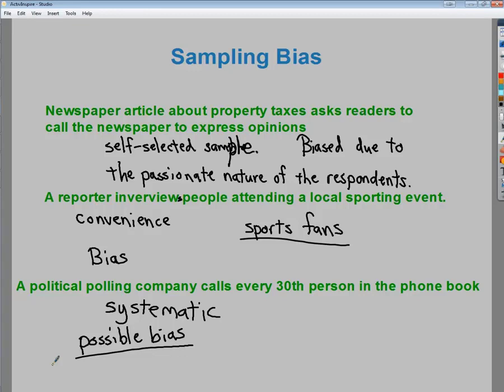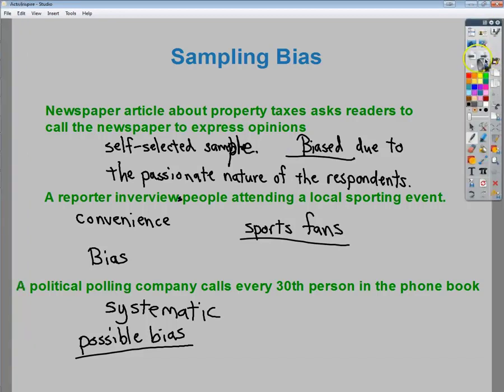The newspaper article is trying to create a self-selected sample. It's much more biased. But there is possible bias in the idea that you'd pick people out of a phone book because some people are unlisted and some people only have cell phones and they don't list themselves in a phone book, that kind of thing. So depending on the phone book, depending on the question, there is a possible bias in place. So that's the kind of stuff that you have to consider when you sample a group.